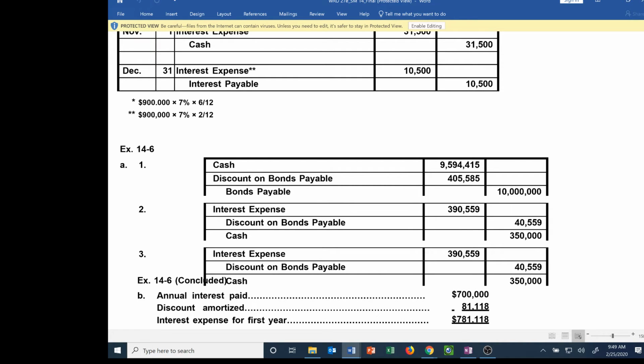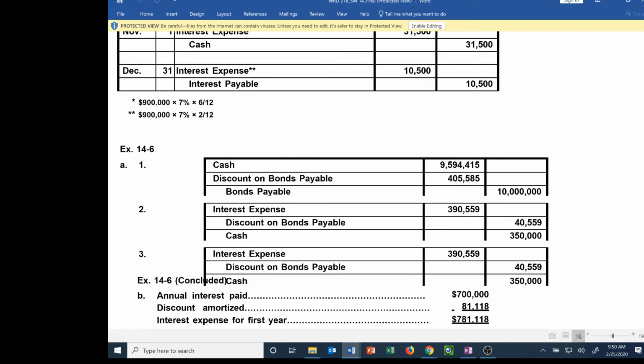5 or 10? All right, how many semi-annual periods are in 5 years? 10. All right, so divide this discount by 10. Divide 5,585 by 10. And what you got? $40,558.50. All right, round that off to 40,559. So now we got a real interest expense when we add these two together, because discount increases your real interest expense.